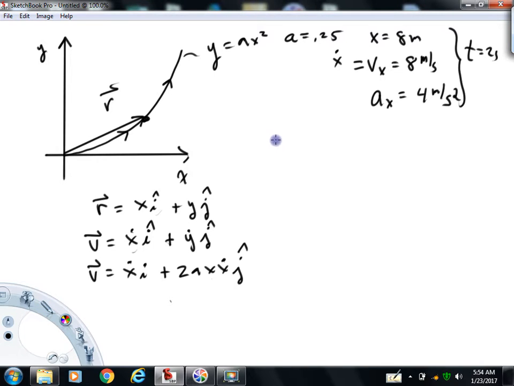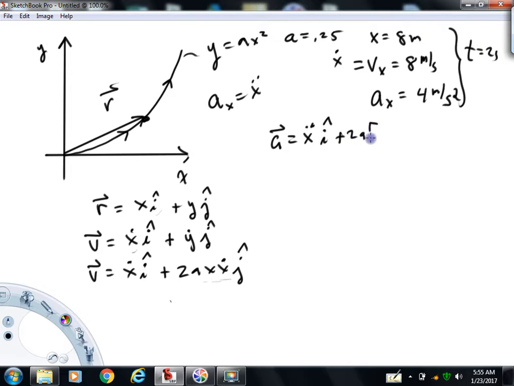All right, so to get our acceleration vector, we're just going to time differentiate our velocity vector. So that first term is going to give me an x double dot i. Now, x double dot gives the x component of the acceleration vector. And again, i never changes in magnitude because it's a unit vector, and it's not changing in direction either, so its time derivative is 0.